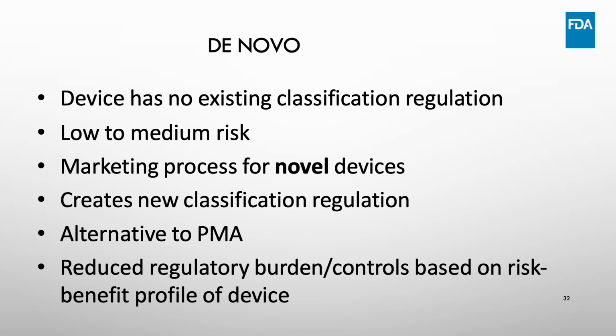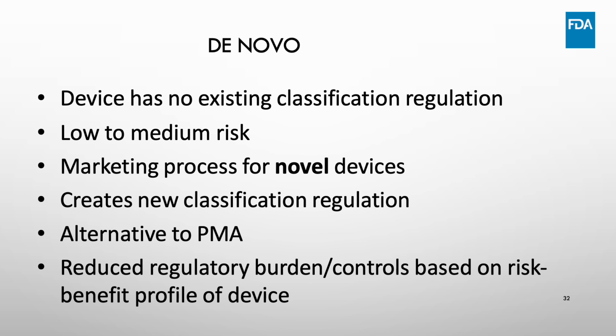FDA is a conservative agency. Before the de novo pathway existed, the default for a new innovative device was class 3, the riskiest, and hence required a PMA by default. But not all innovative devices are high risk.